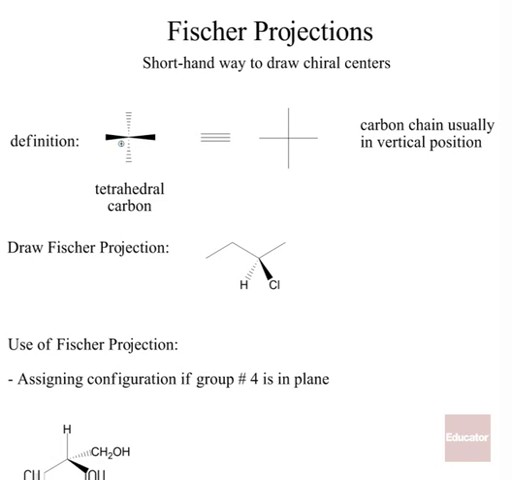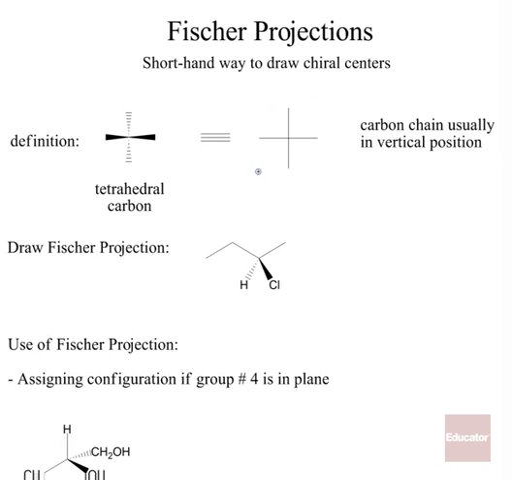Now, if we always view the tetrahedral carbon with this exact perspective, then we don't need to use the dashes and wedges. What we do in a Fischer projection is we project the wedges back into the plane and project the dashes forward into the plane, and we draw it simply as a cross.